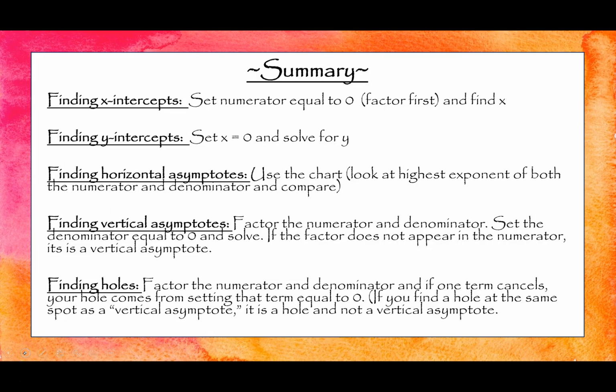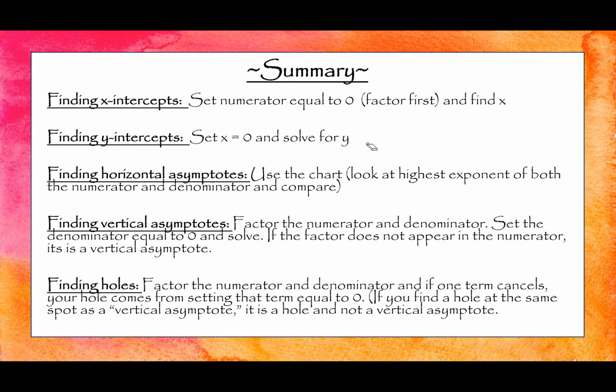So here's a summary of what we've learned so far. To find an x-intercept, you'd be setting the numerator equal to 0. You'd factor first, and then you'd find x. To find the y-intercepts, you'd set x equal to 0 and solve for y. To find horizontal asymptotes, you're going to use that cool chart. Remember how if it's like 3x to the 4th over 2x to the 4th plus 3x, you would be saying, oh, look, that's the same, so my horizontal asymptote is at 3 over 2. Remember those 3 situations, those 3 rules.